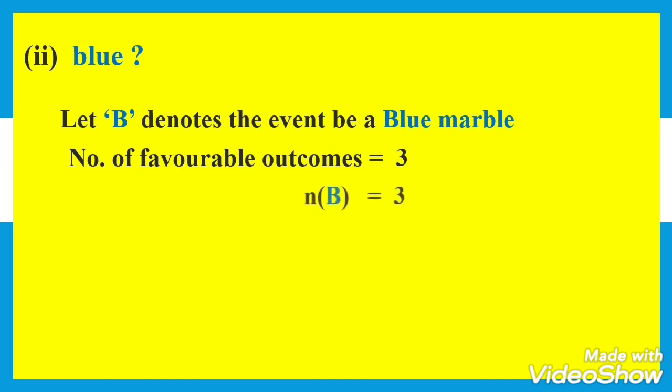So again I repeat the formula. How do you find the probability? In the same way, favorable outcomes divided by the total number of outcomes.